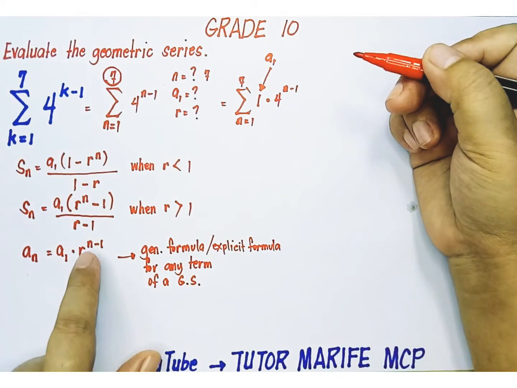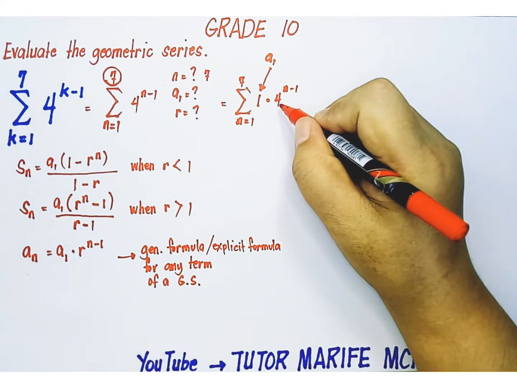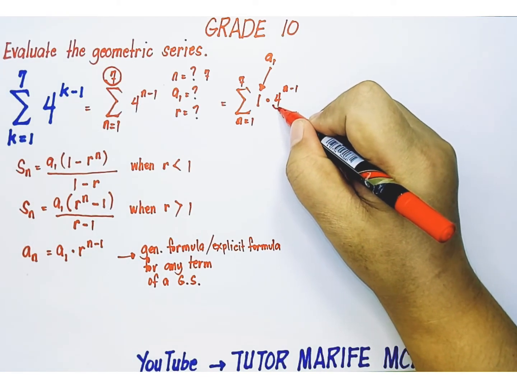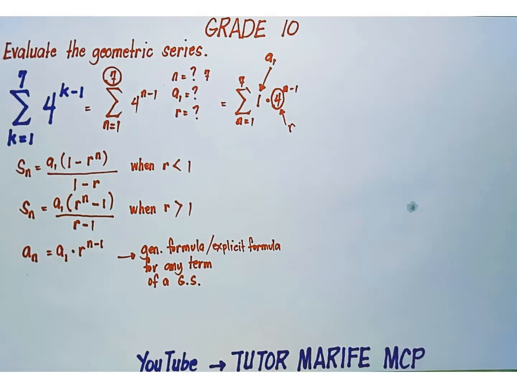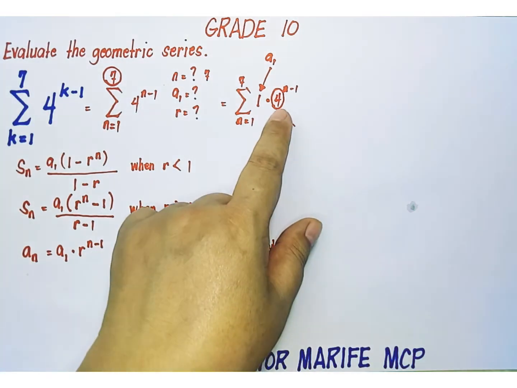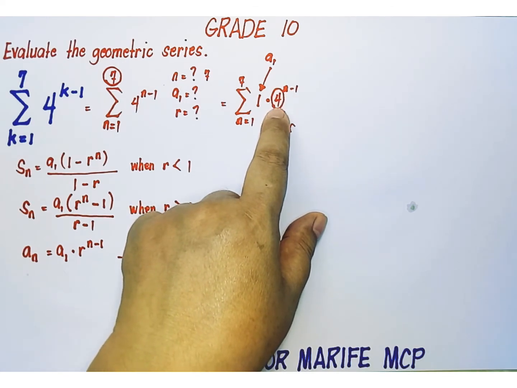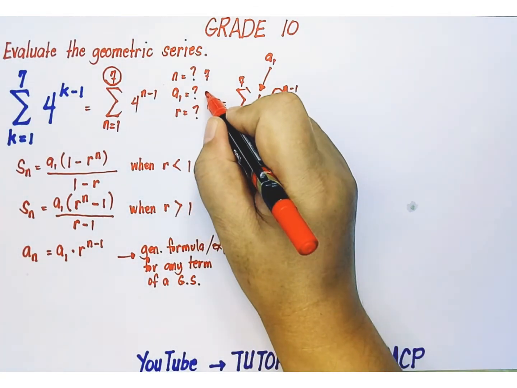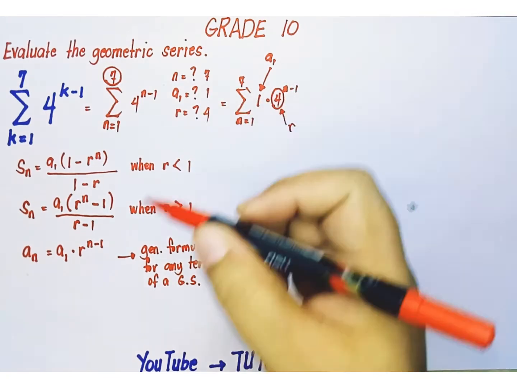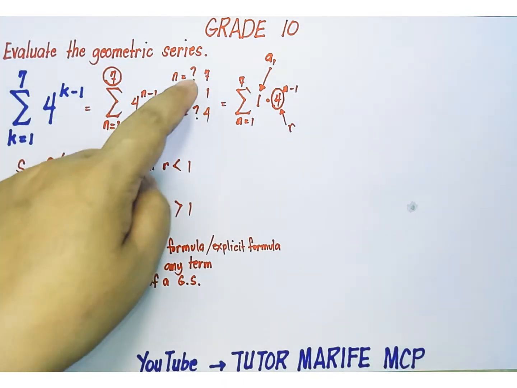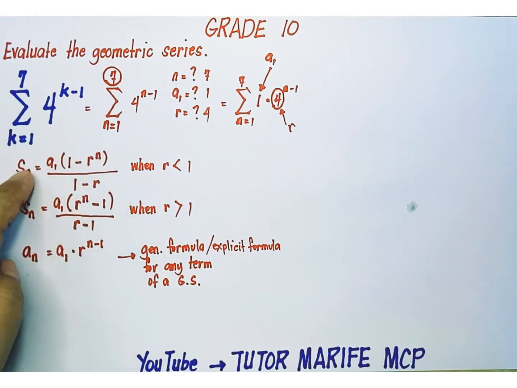Itong base ng n minus 1 is your common ratio, your r. So, itong 4 na ito ang r mo naman. Yan, it's actually the base of your exponent n minus 1. Yun yung r. So, we have a sub 1, it's 1. We have r, it's 4. Ayan. Enough information na ito to be able to use the sum formula.